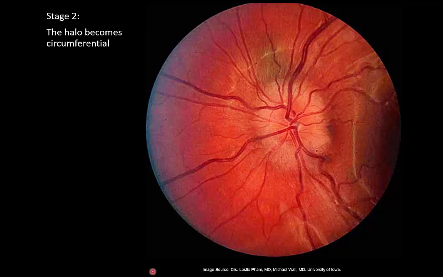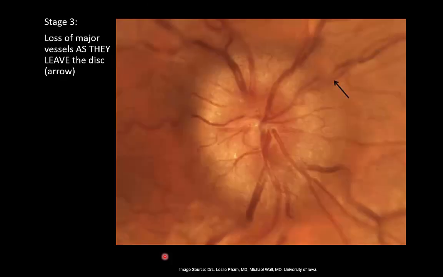Let's go on to stage 2. In this case, now there is blurring of the entire disc in a complete circumferential pattern. So when we look here, around 360 degrees, the disc is completely blurred. Is it elevated? Yes, it is. Here's the blood vessel that comes out, then it goes down the hill. Over here, it goes over the disc and then down. Over here and then down. So this would be grade 2 papilledema. This is getting a little bit more easy to recognize.